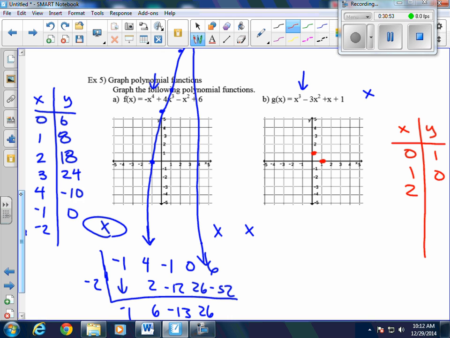So now I'm going to put in 2. Well, that's going to give me 8 minus 12 plus 2 plus 1. So that's going to be negative 4 plus 2 is negative 1.